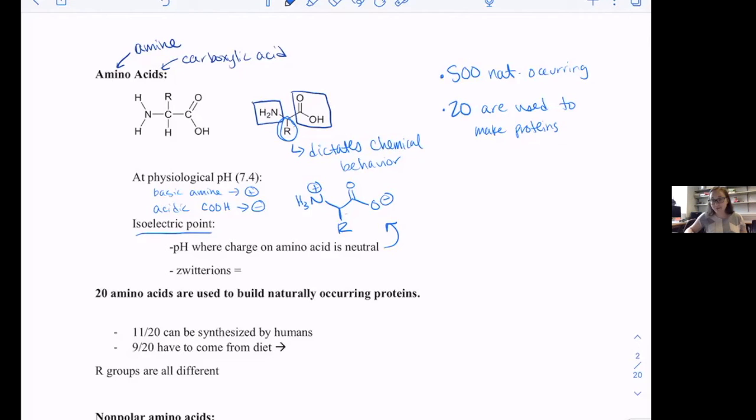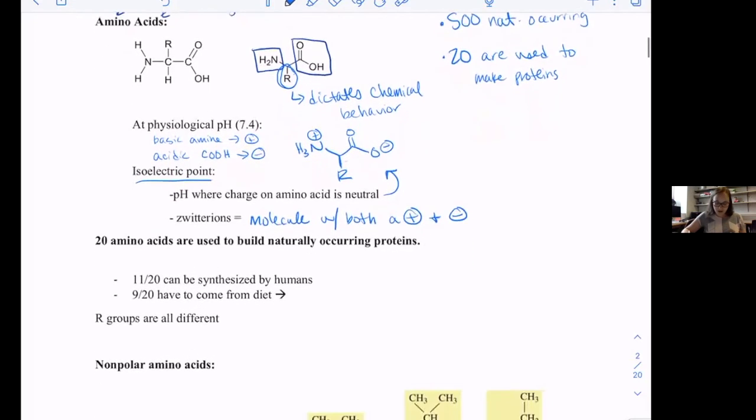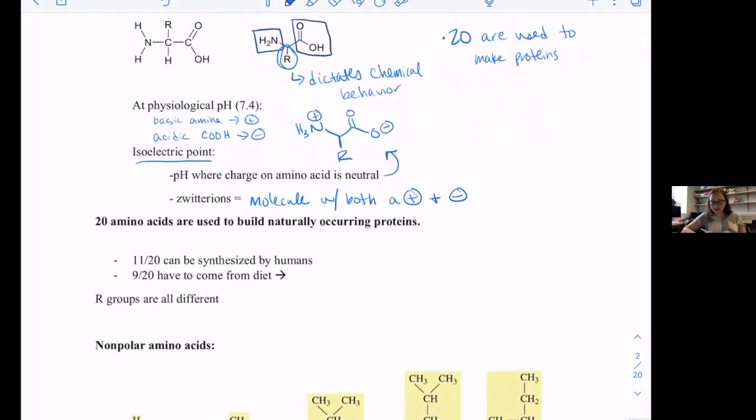There's something, I think it's a fun word, called Zwitter ions. It's a molecule, and it doesn't necessarily just have to describe an amino acid, but it does describe an amino acid. A Zwitter ion is a molecule with both a positive charge and a negative charge on the compound. These are called Zwitter ions because they have both a positive and a negative charge, but they're still neutral. And then we have our 20 amino acids that are used to build naturally occurring proteins.